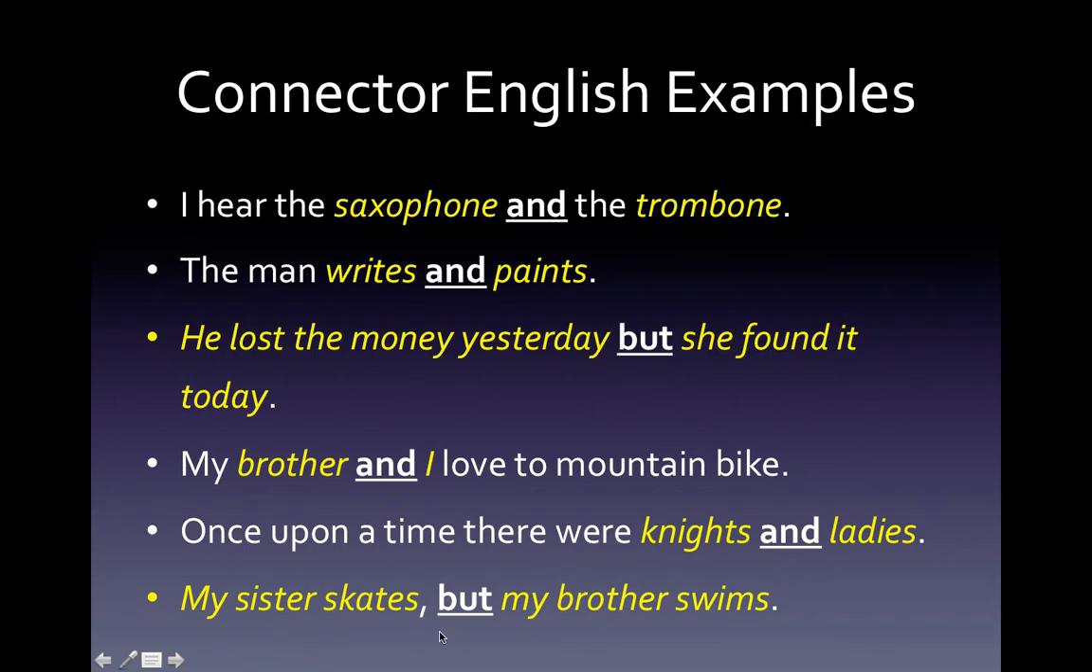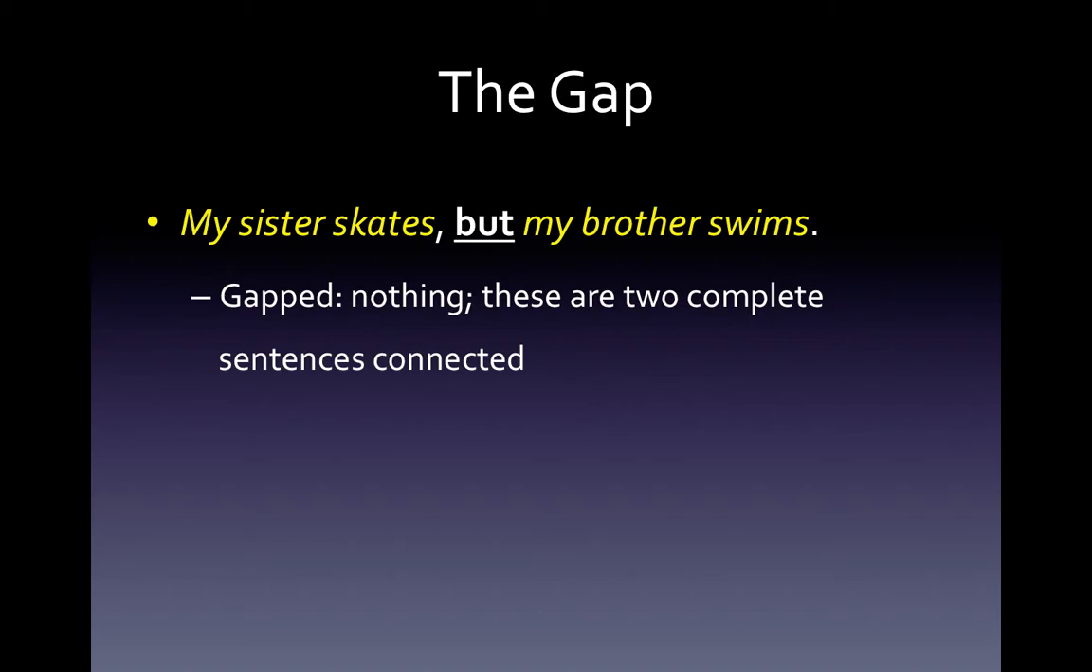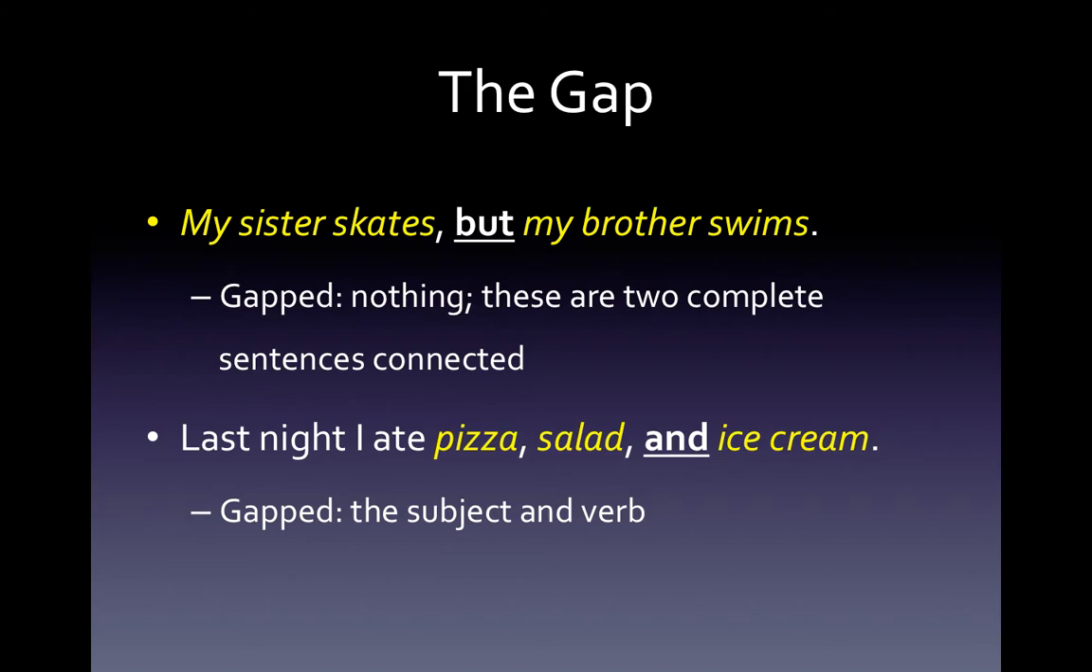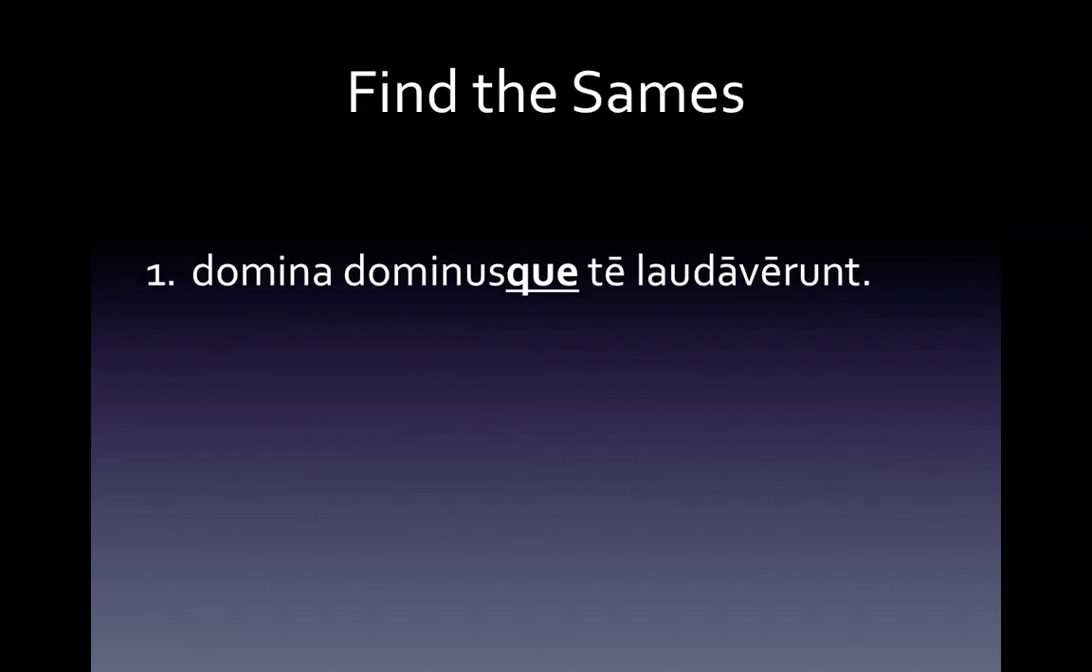One more. So my sister skates, but my brother swims. Two complete clauses connected by the word but. Nothing is gapped there. This is actually just going over in more detail the idea of the gap, so you can take some more time and look at it. So last night I ate pizza, salad, and ice cream. You wouldn't say last night I ate pizza, and last night I ate salad, and last night I ate ice cream.